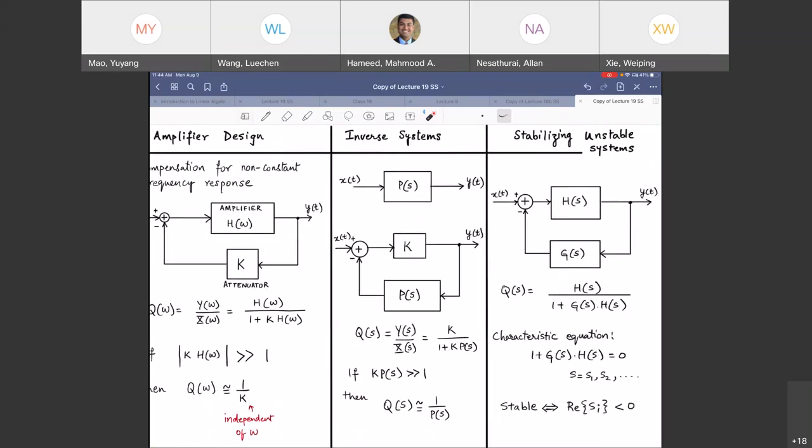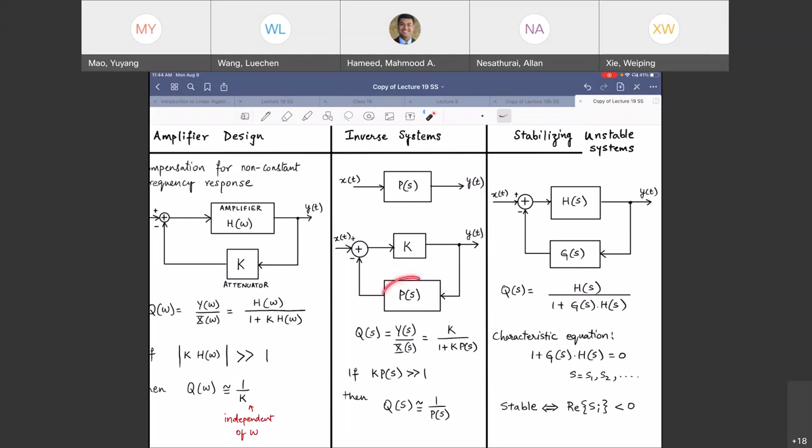How can you design inverse systems? So, inverse systems are what? I will give you P of S, you give me 1 over P of S, right? So can we design inverse systems that do exactly the opposite? Yes, with feedback, you can do it. So X of T goes through some system whose transfer function is P of S, you get Y of T. Can you design an inverse system?